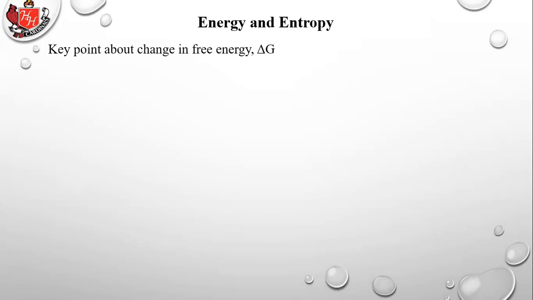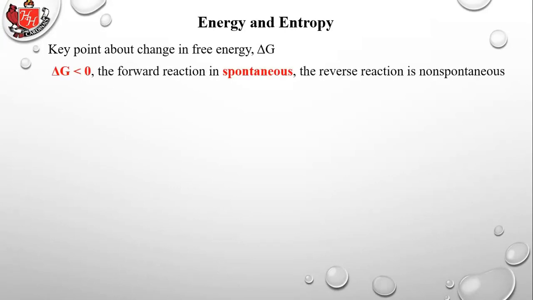So the key point about change in free energy: delta G less than 0, the forward reaction is spontaneous, moving from left to right, the way we normally would think of a chemical reaction as moving, and the reverse reaction is non-spontaneous. So think about delta G less than 0. What does that mean? It means delta G is negative. That means the energy is going out of it, and that means that the free energy is being lowered.